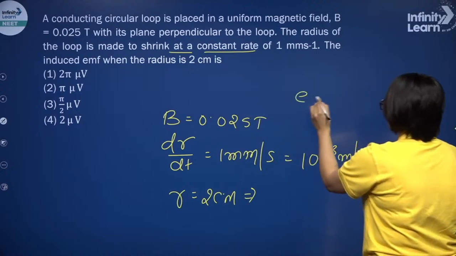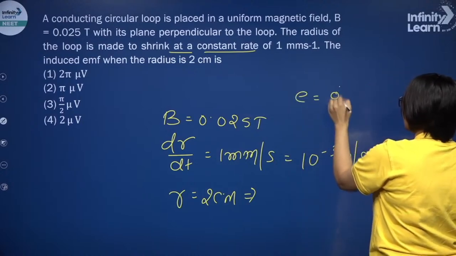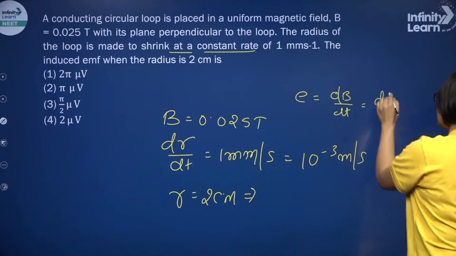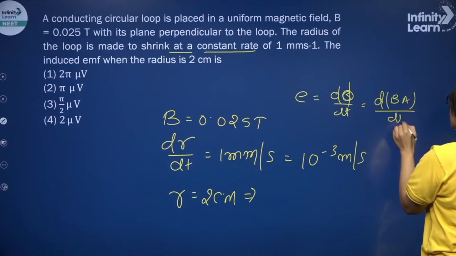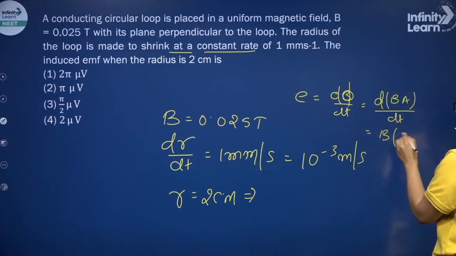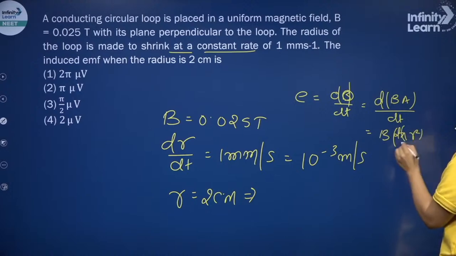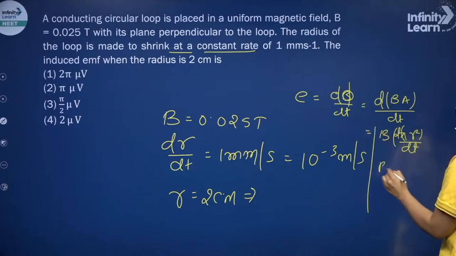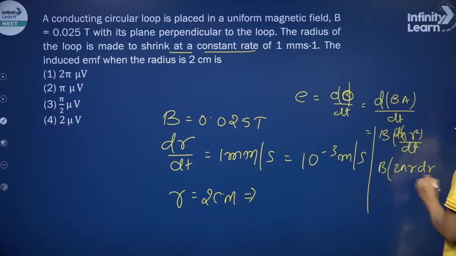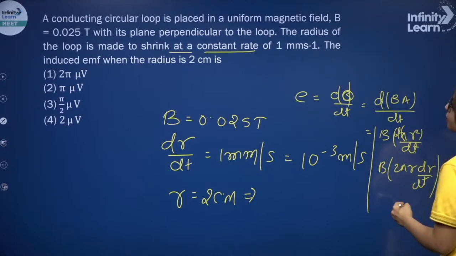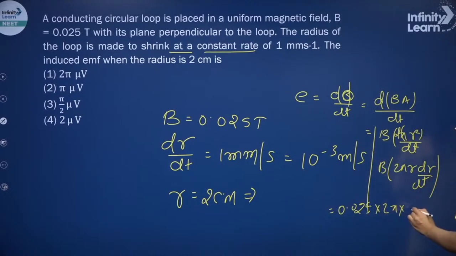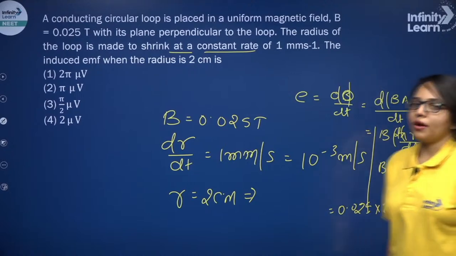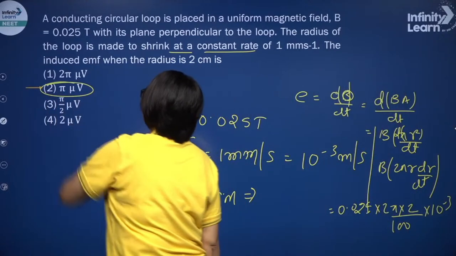So induced EMF will be, in this case, d phi by dt, which is d(BA) upon dt. You can take B common. So it is B into dA by dt, which is differentiation of pi r square with respect to t. So this is B into 2 pi r into dr by dt. This is the magnitude of the induced EMF over here. So it is 0.025 into 2 pi into r, which is 2 centimeter, that is 2 by 100, into dr by dt, which is 10 power minus 3. So after solving this one, you'll get induced EMF as pi microvolt.